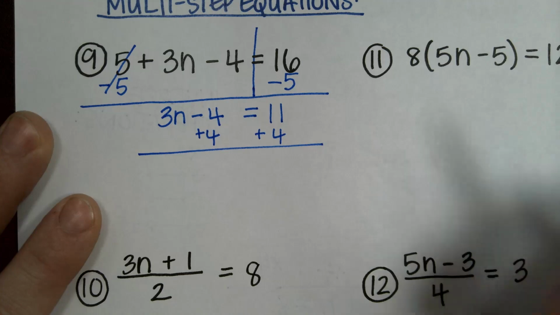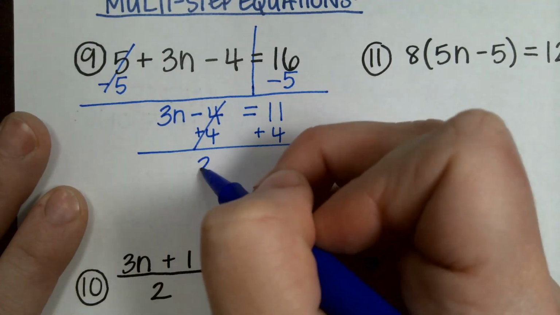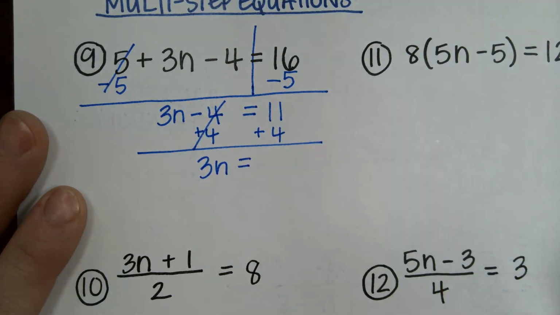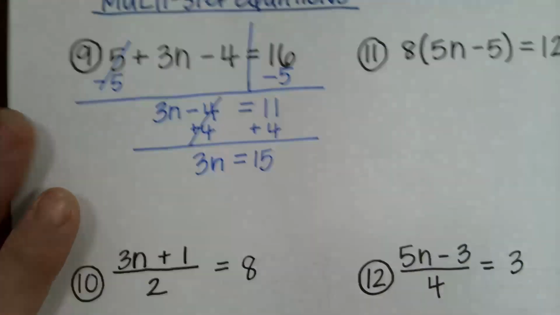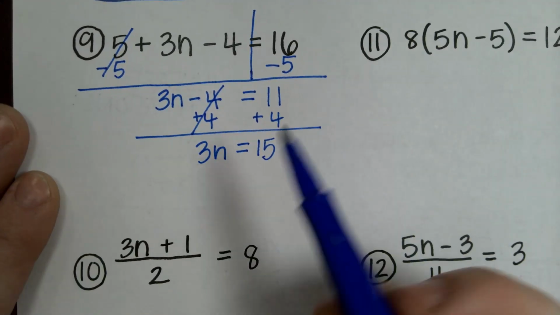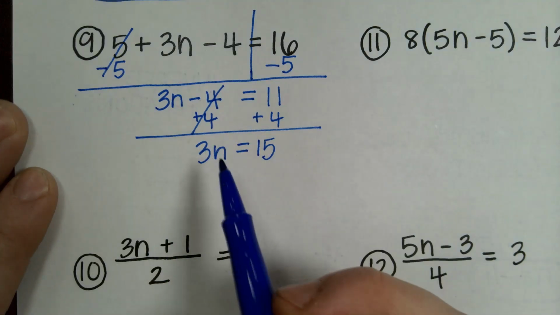All right. My 4's cancel. I'll bring down my 3n equals, and what's 11 plus 4? 15. All right. Everybody to that point? Awesome. Okay, we're at our final step. We're not done yet. Now we have 3n equals 15.